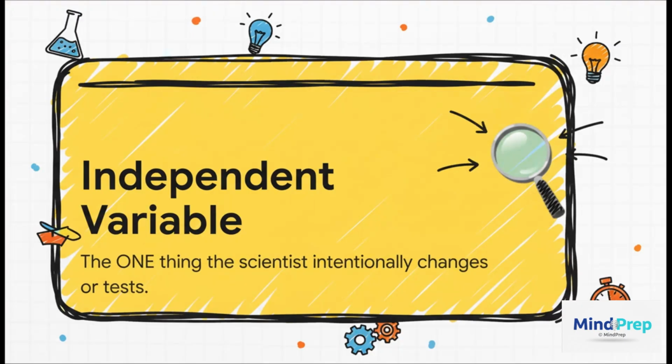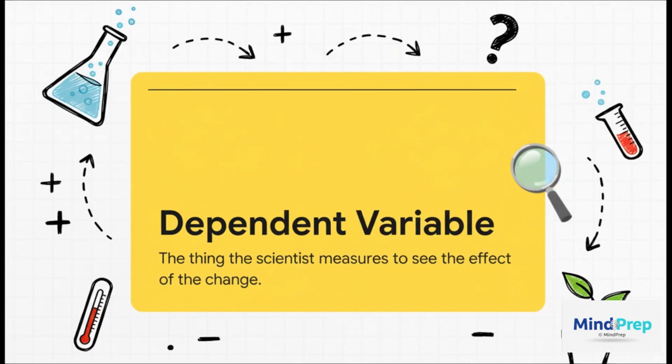Okay, first, let's meet the key players. You've got the independent variable. This is the star of the show, you know? It's the one and only one thing the scientist is actually trying to test. It's the cause in a cause and effect relationship. So if the question is, does sunlight make plants grow taller? Sunlight is your independent variable. That's what you're changing.